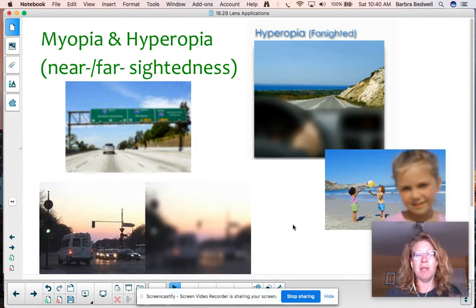A lot of times older adults, like anybody over about the age of 40 or so, start to develop hyperopia. That's why they have to wear reading glasses. You see the old people, they're holding stuff like this to try to read it, right?